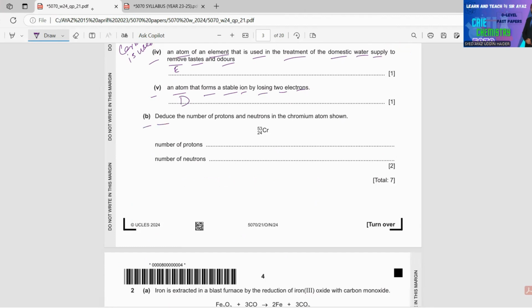B. Deduce the number of protons and neutrons in the chromium atom shown. Small number is the proton number. So the number of protons must be 24. What about number of neutrons? You have to subtract the proton number from the nucleon number. So 53 minus 24. The answer is 29. So 29 must be the number of neutrons.